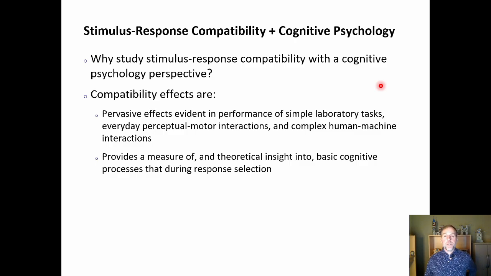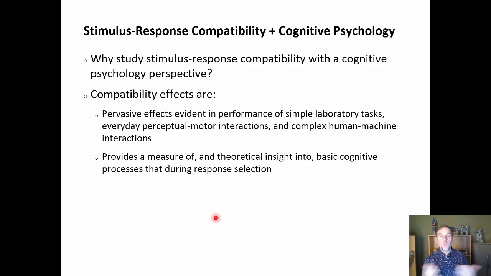The reason we're interested in them in cognitive psychology is because they provide a measure of and theoretical insight into basic cognitive processing that occurs during response selection. They're a window into response selection. Just like changing the number of stimulus response alternatives, we learn something about response selection. We can also change the compatibility of situations, or we can compare two situations.